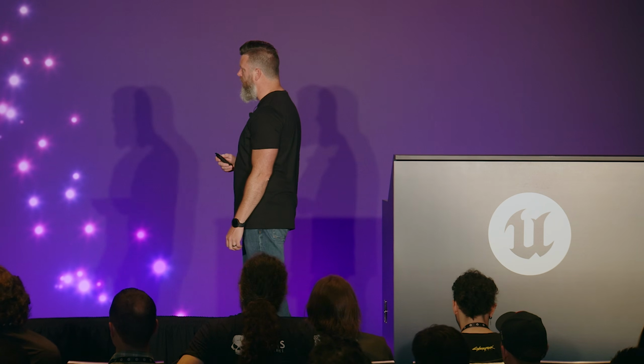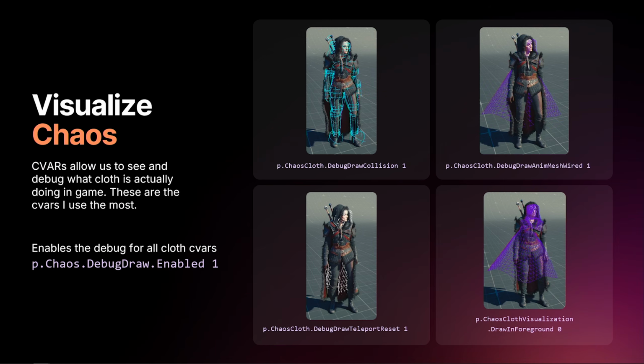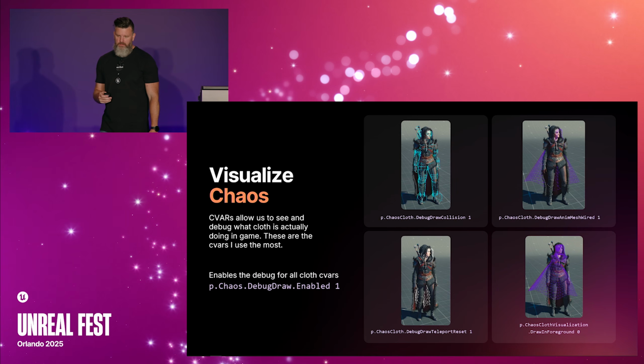And then the other one in the bottom right here, you can hopefully kind of see it in the transition, is the draw in foreground. By default, the wire mesh draws through the mesh, and I find it to be kind of distracting and not super helpful. So that actually makes the wireframe not draw through, and it is something that I like to use most of the time.